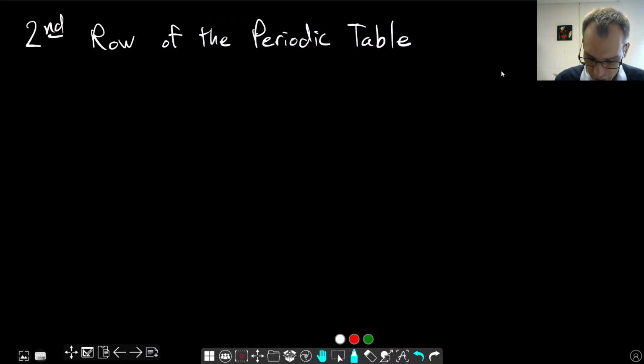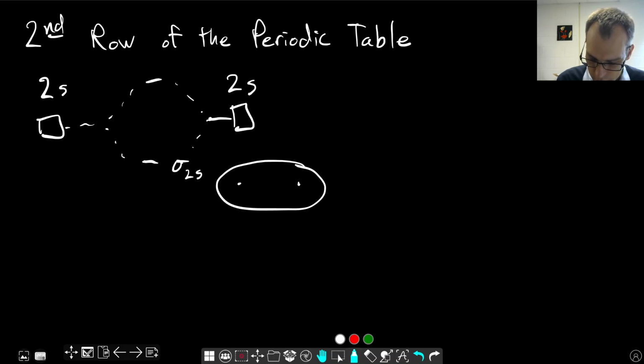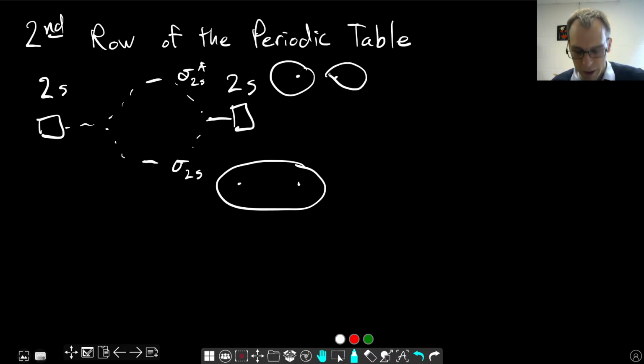Okay, so again, we have our 2s orbitals. We can draw the same picture: we're going to have electrons in these orbitals, and they're going to combine to form a bonding sigma 2s, and it'll look the same, a shape like this, and an anti-bonding sigma 2s star. Same thing again, we'll have a node in the middle, and these will be our anti-bonding. All right, so that's just my quick sketch of that.